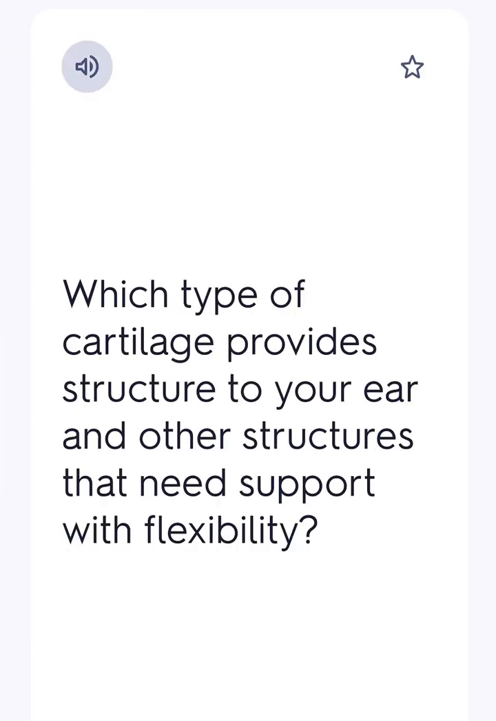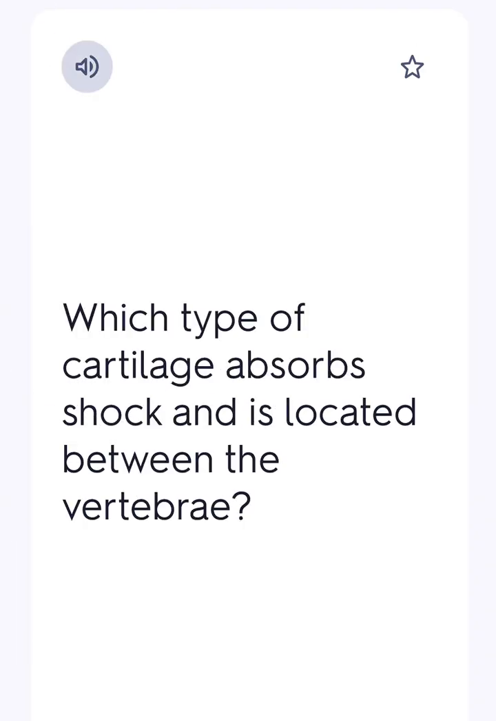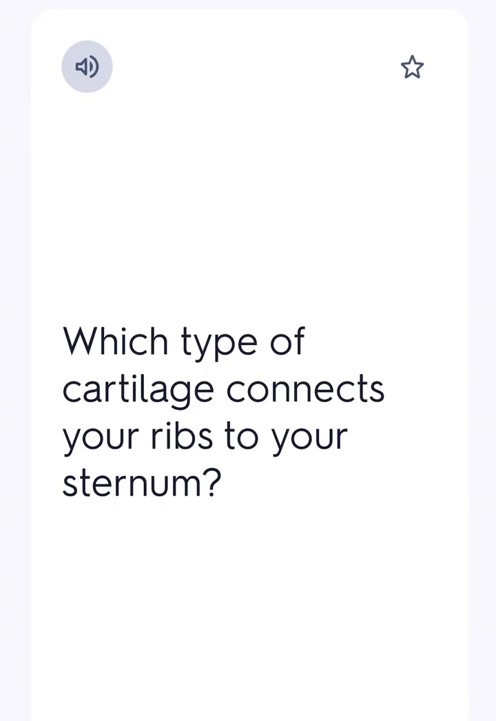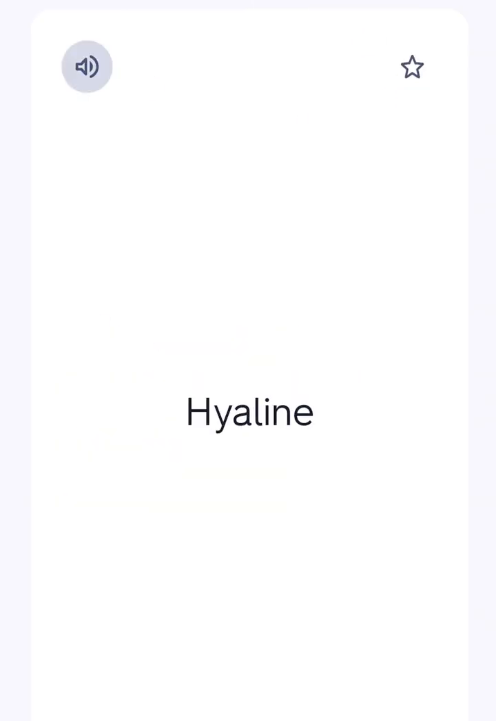Which type of cartilage provides structure to your ear and other structures that need support with flexibility? Elastic. Which type of cartilage absorbs shock and is located between the vertebrae? Fibrocartilage. Which type of cartilage connects your ribs to your sternum? Hyaline.